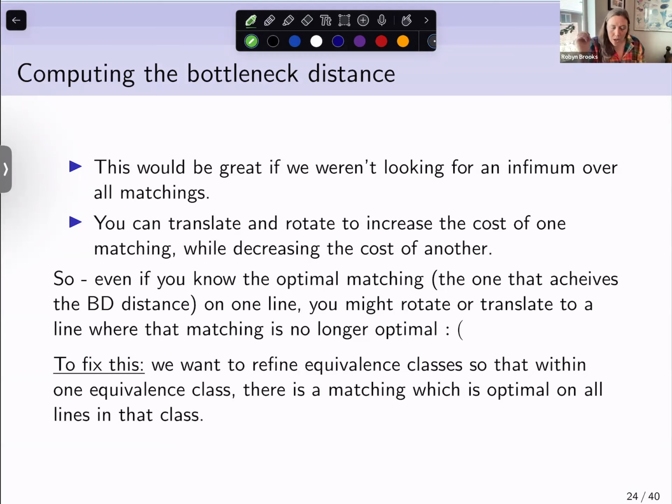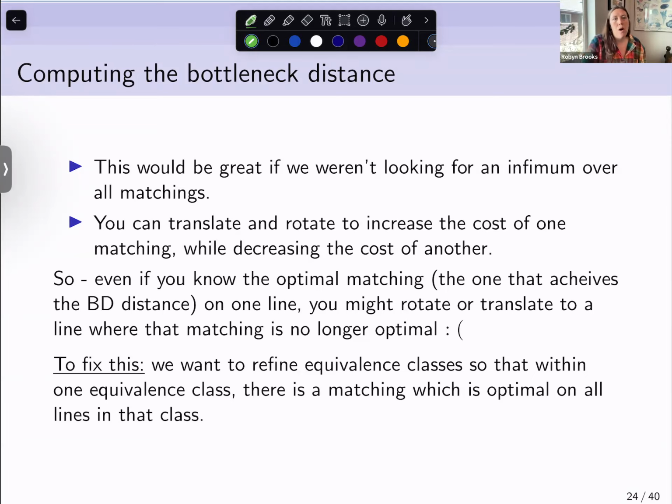It's a big issue. Okay. So to fix this issue, what we need to do is to refine our equivalence classes so that there is at least one matching which is optimal with respect to bottleneck distance on all lines in the equivalence class, right? If we do that, then we can in fact choose a direction of translation or rotation, which doesn't decrease the cost of that matching. And then the local max with respect to bottleneck distance is going to be through points which determine these new refined equivalence classes.